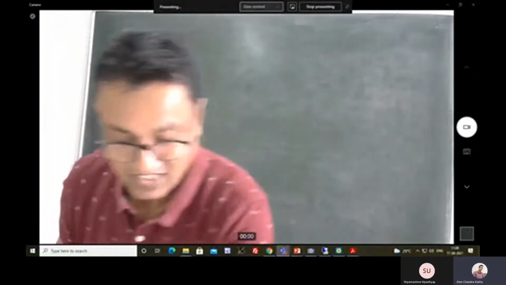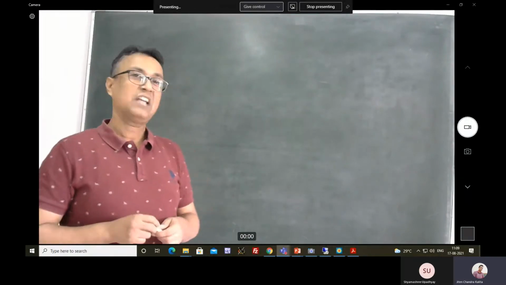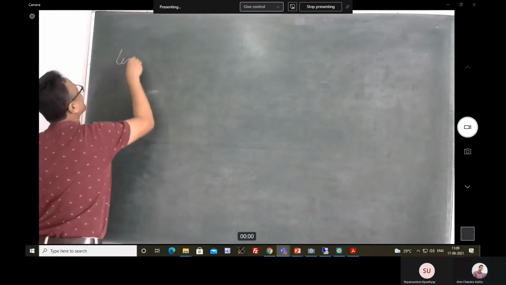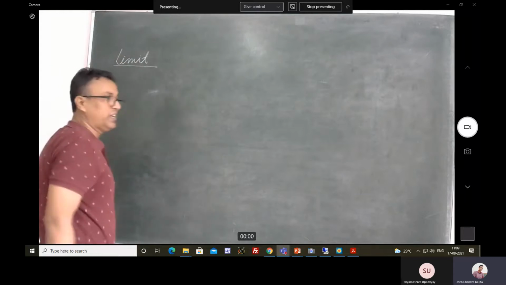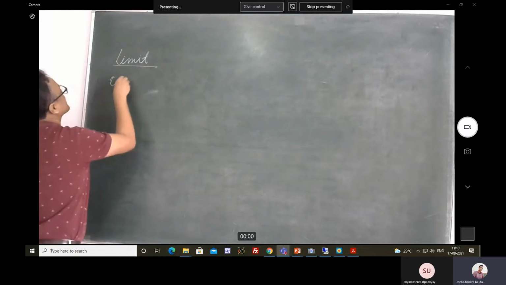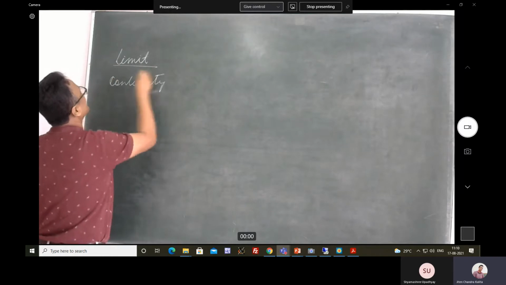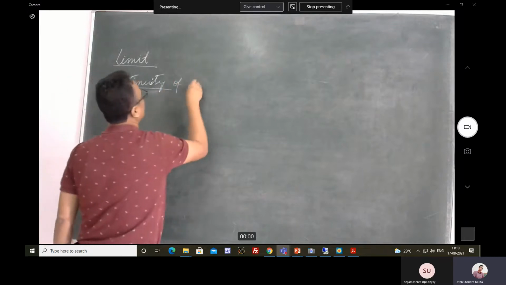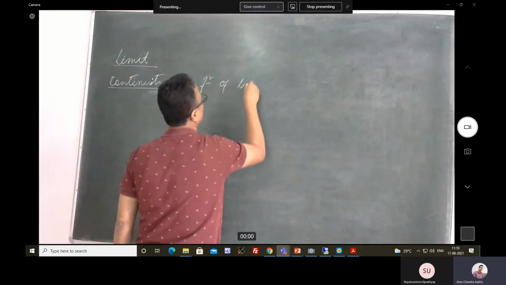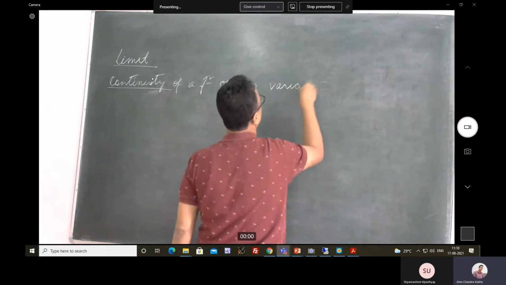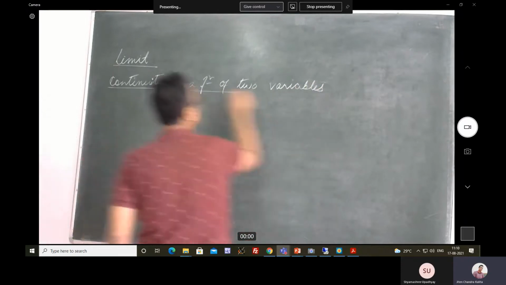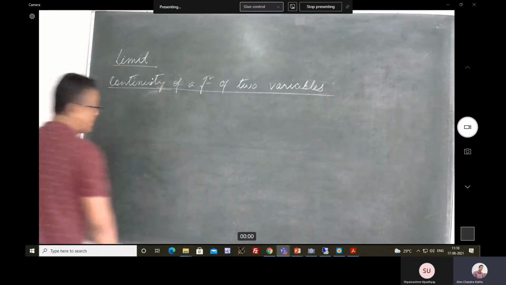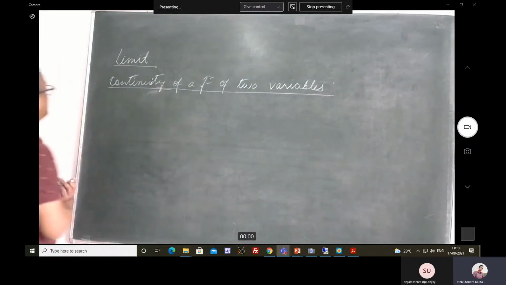Okay, welcome back. In our last class, I think we started the function of two variables and the limit of a function of two variables. Today we are going to discuss continuity of a function of two variables. I'll explain the things, and after that I will run through this slide so that everything is perfect there.